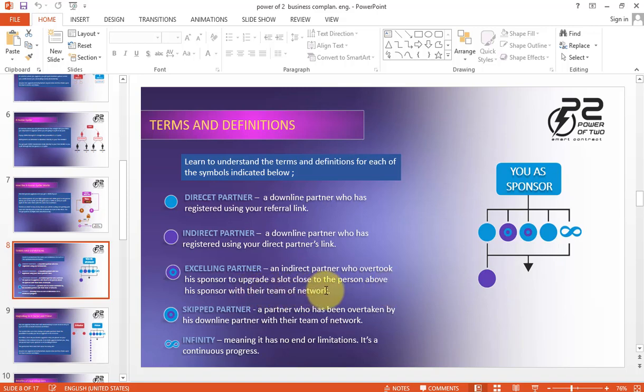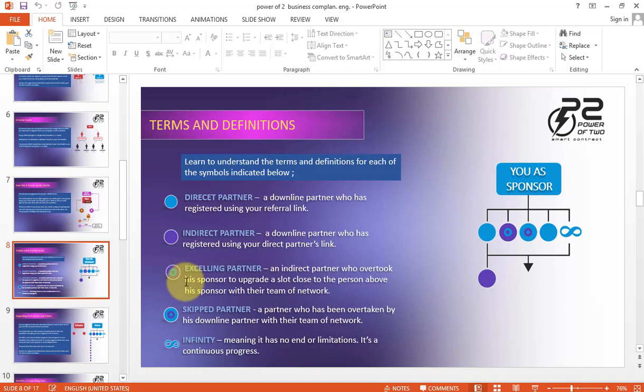So basically what this is saying is that your indirect partner can overtake you and upgrade to a certain slot where you haven't yet upgraded. And once this indirect partner does that upgrade before you, they are passed up to either your sponsor or whoever is above you that has activated on that certain slot. So that is it as an excelling partner, and I believe none of you would like to lose your referrals or partners to your above sponsors.